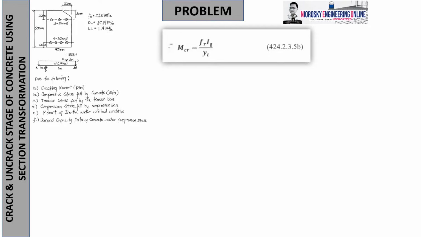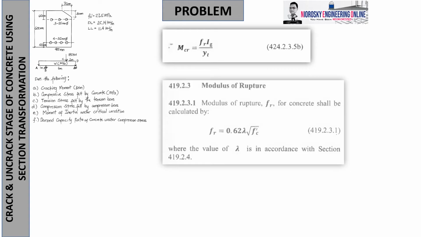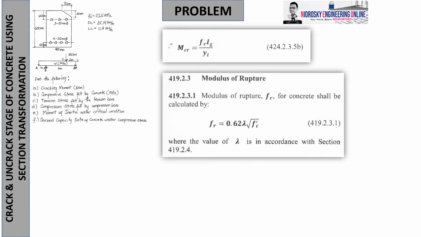Okay, let us have a short review of the codes, ano? Now, in our past discussion, in our video lecture prior to this, we have discussed that in NSCP 2015, the cracking moment is fr Ig over yt, as the equation code 424.2.3.5b is concerned, and under the code provision of the rupture modulus.